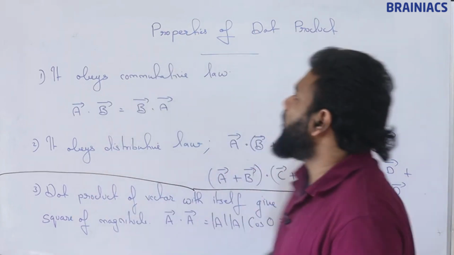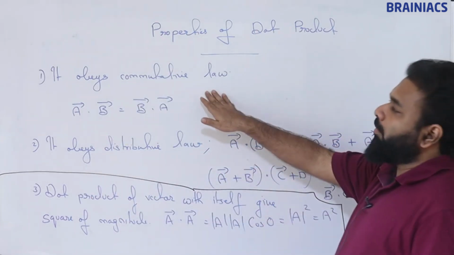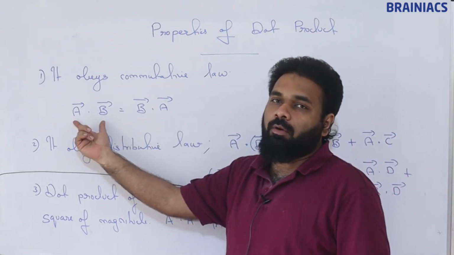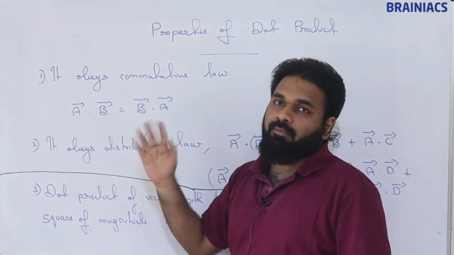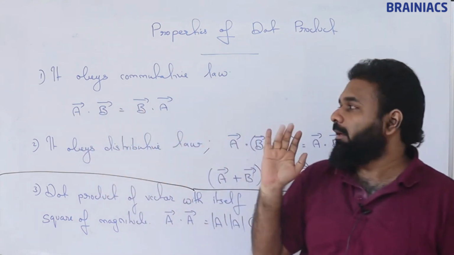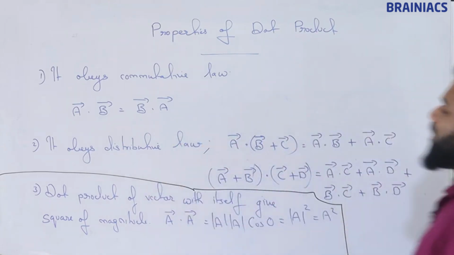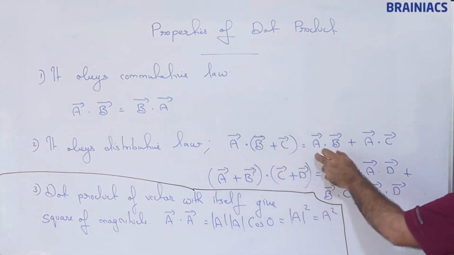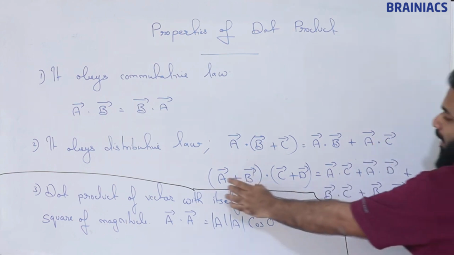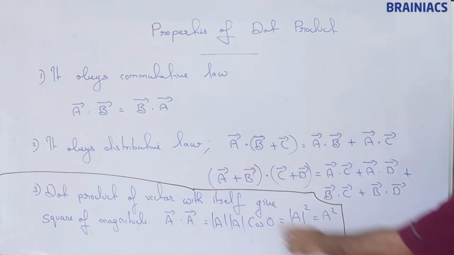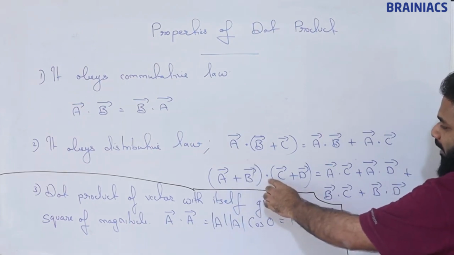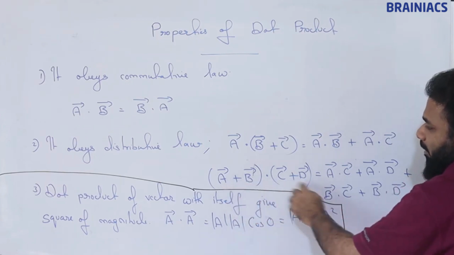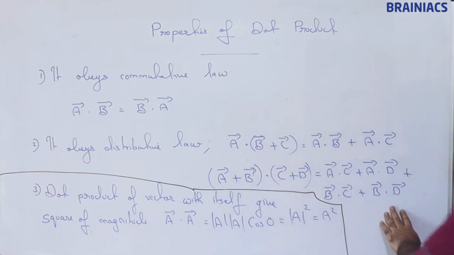See the properties of the dot product. The first property: it always obeys the commutative law, that is A dot B is equal to B dot A. Even if we change the order, it will not make any difference. The second is that it obeys the distributive law. A dot (B plus C) is A dot B plus A dot C. Similarly, (A plus B) dot (C plus D) is A dot C plus A dot D plus B dot C plus B dot D, since each term can be operated on with the dot product.